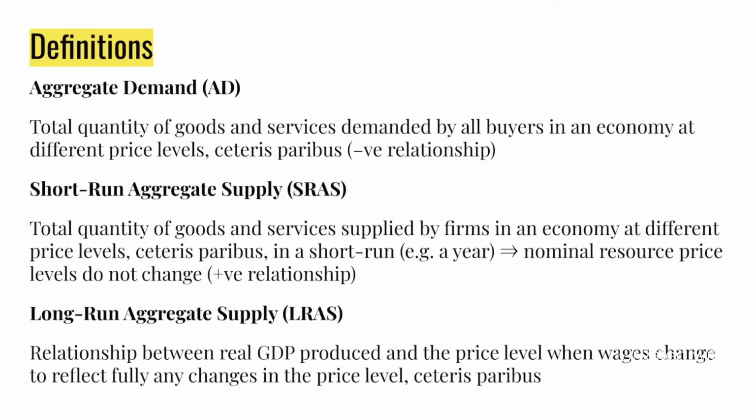The nominal resource price levels do not change, and it has a positive relationship, while the long-run aggregate supply, LRAS, curve shows the relationship between real GDP produced and the price level in the long run, when wages and other resource prices change to reflect fully any changes in the price level, ceteris paribus. And the LRAS curve is vertical at the full employment level of GDP, or potential GDP, indicating that in the long run, the economy produces potential GDP, which is independent of the price level.